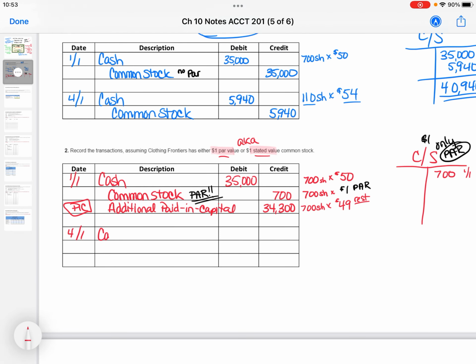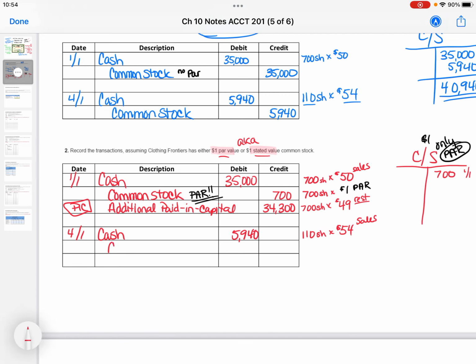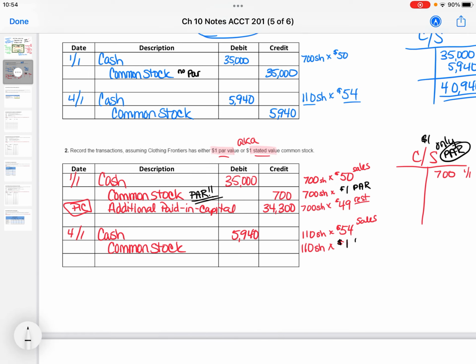Okay, so April 1st, similar idea. I've got cash for the full amount, $5,940. We already calculated it, but I'll write it out real quick. $110 a share, $54. That's the sales price. So that's the actual sale. Now, common stock though. The common stock account can only have par. So 110 shares times $1. Par is the only amount that can go in there. And that would be $110.